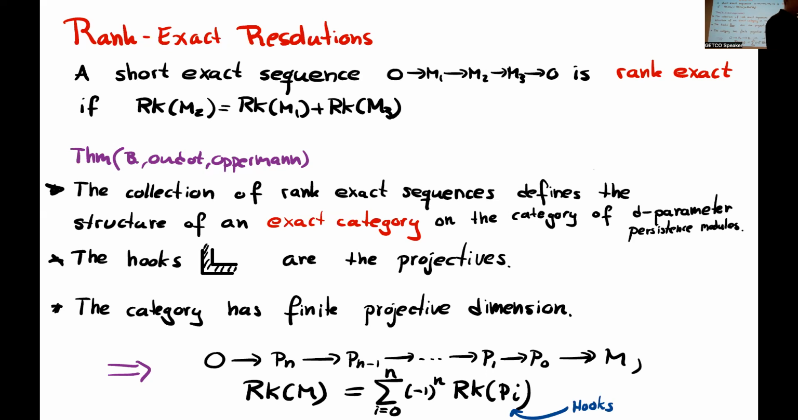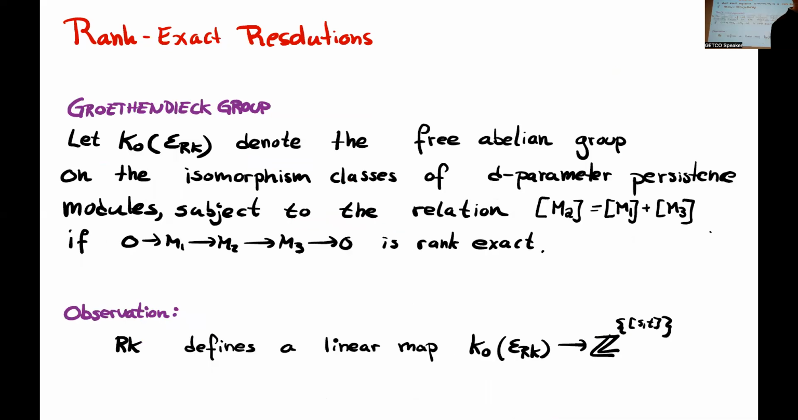Okay, so this actually gives us an existence result that I can always take a 2D module and express its rank invariant in terms of hooks. It's just given here. So this is a very different approach from what we did before. And then what you can do is take this rank exact structure as an exact category in general, and you can talk about the Grothendieck group.